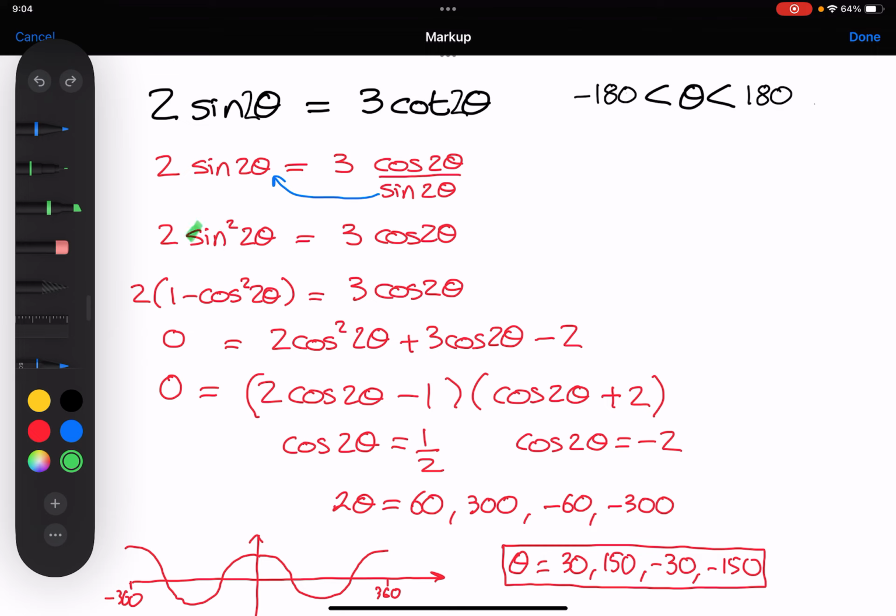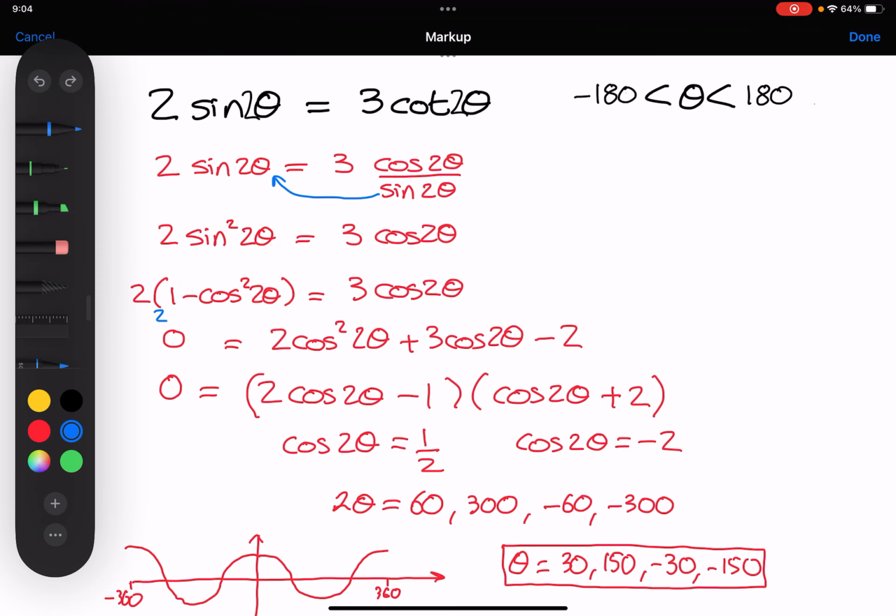Then I've replaced the sine squared 2 theta with 1 minus cos squared 2 theta, because I know that sine squared can be replaced with 1 minus cos squared. I've done that so it matches up with what I've got on the right there. So everything is in terms of cos now.